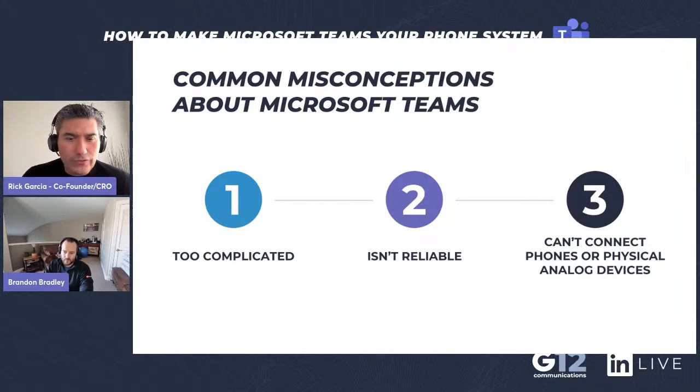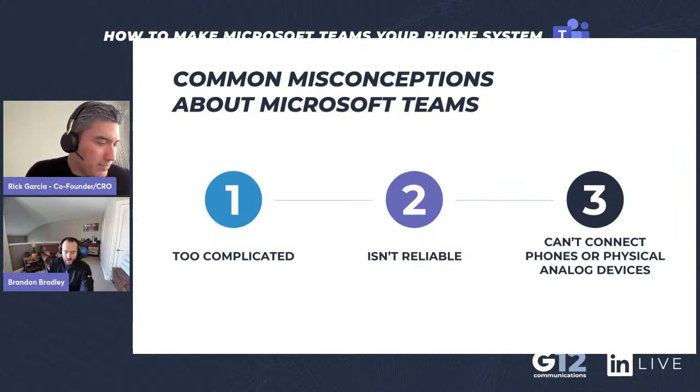Can't connect phones or physical analog devices. Let's just say you're a hospital, and you've got red phones, emergency devices, door actuators, and all sorts of components lying all around your facility. And I'm a legacy Cisco guy running around my hospital, and I look at Teams and I go, it's this soft phone thing. How's that going to be my phone system? Well, you can connect analog devices.